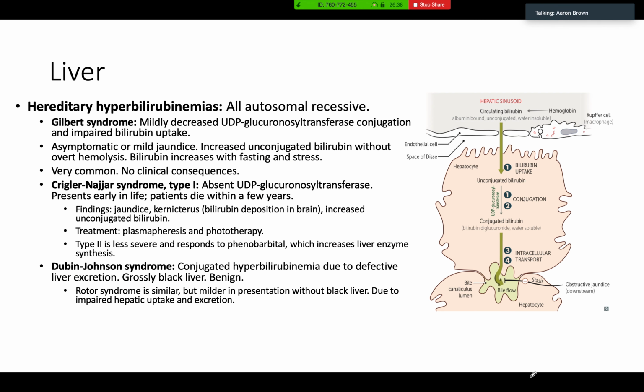So kind of changing gears here, talking about our hereditary hyperbilirubinemia. You and I both know they love asking about this. Crigler-Najjar, Dubin-Johnson, Rotor, Gilbert. Oh my goodness, they can't get enough of it. So let's talk about it. The first one, before we talk about everything, let's talk about normal.